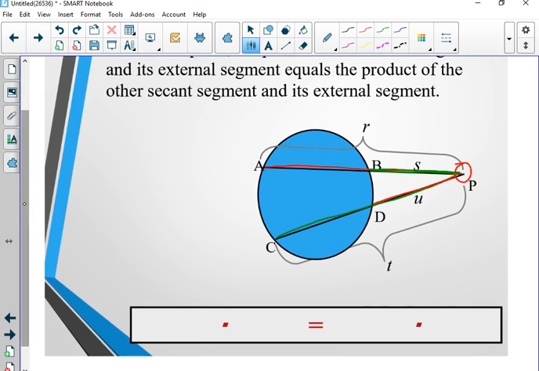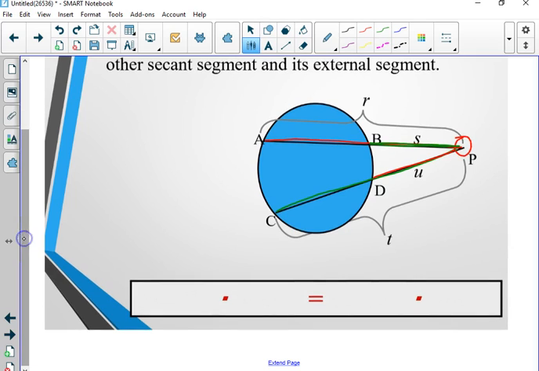So we have it did not show up. I don't know why. All right, so we're going to fill that in. So the outside times the whole equals the outside times the whole.